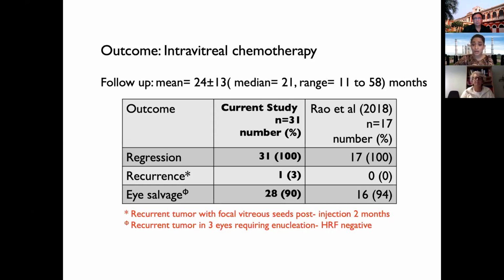So this is my data on intravitreal chemotherapy. 31 eyes were treated, and we found regression in almost 100% of the eyes, but there was recurrence, and eye salvage was 90%. And this is a paper which has already been published by Rao et al. of 17 eyes with similar results. So this is basically the leap that we really had in salvaging these eyes.